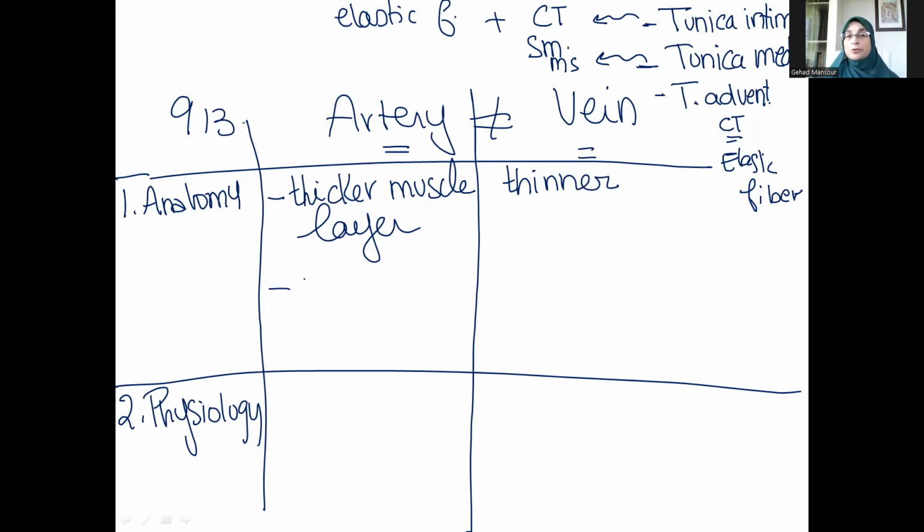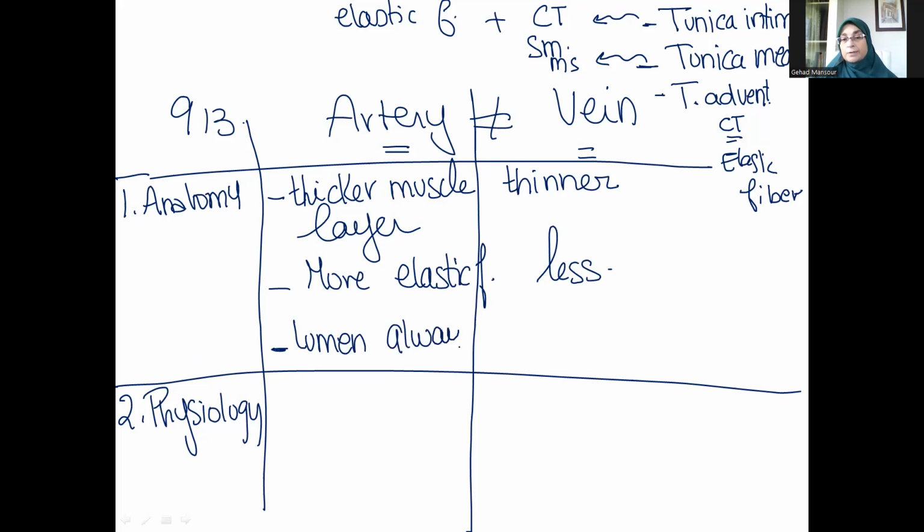The wall of the artery has more elastic fibers. Here we have less elastic fibers. The lumen of the artery is always patent, meaning that the artery looks like this, having a thicker wall and always patent, whereas the vein is more or less collapsed, meaning that it's not as circular as the artery.